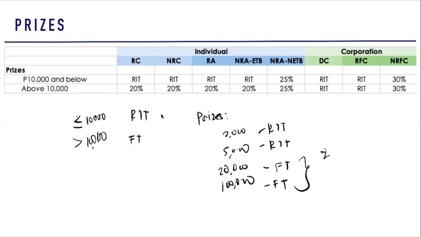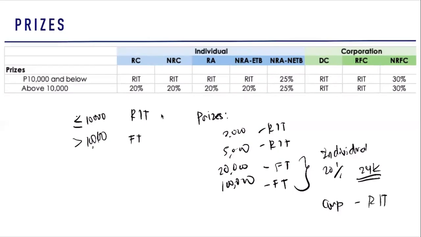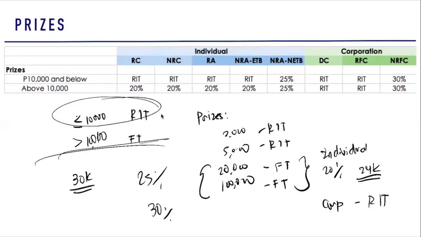So if you are an individual, of course, you are subject at 20%. So 20% of 120,000 is equal to 24,000. If you are a corporation, you are subject all at RIT. If you are an NRA-ETB, 25%, so this will give you 30,000. If you are NRFC, 30%. Okay? So just look if that is less than or equal to 10,000 or more than 10,000.